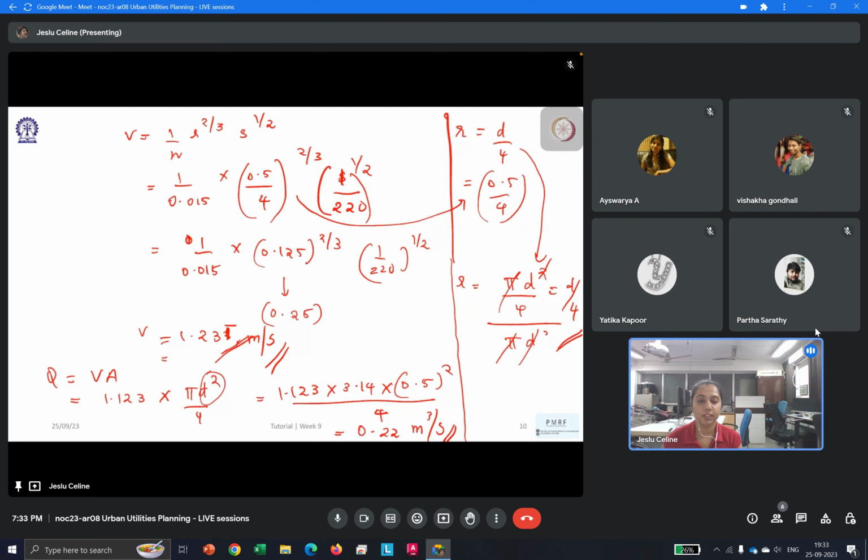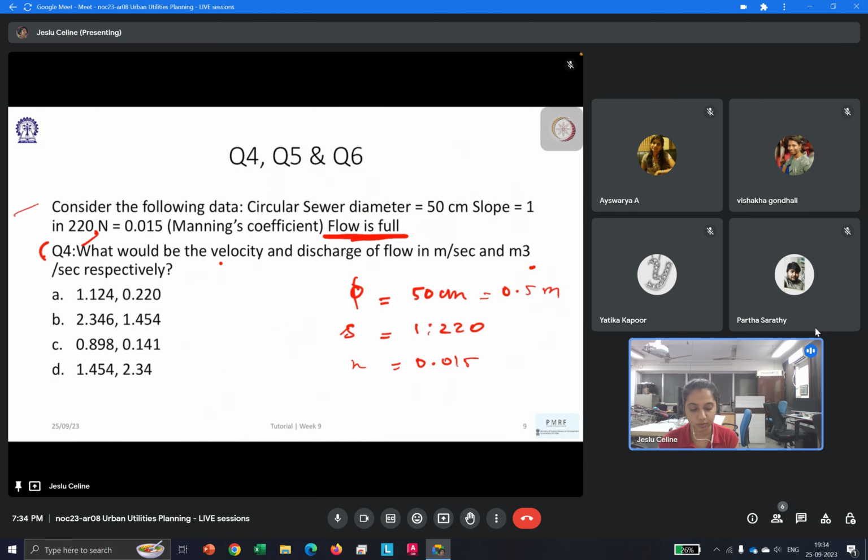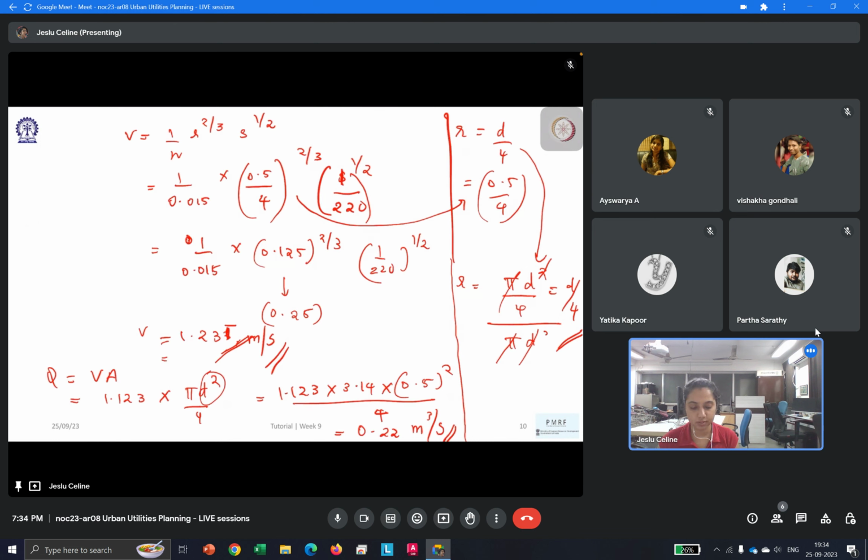So how about the others? Aishwarya, are you still calculating? Yeah, I got it, ma'am. Okay, very good. Vaishaka? Yeah, got it. So 0.22. Yatika also done. Okay, very good. So this was the first part, where we were asked to find the velocity and discharge. I hope there's no doubt in this. All of you have got it.